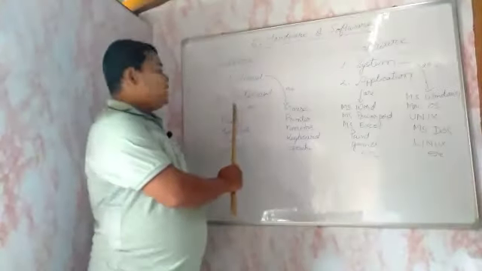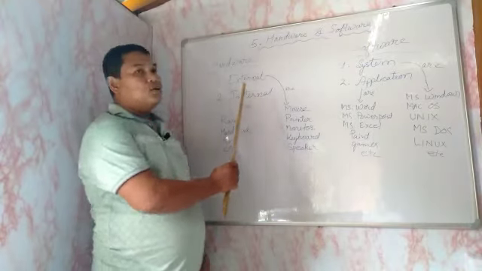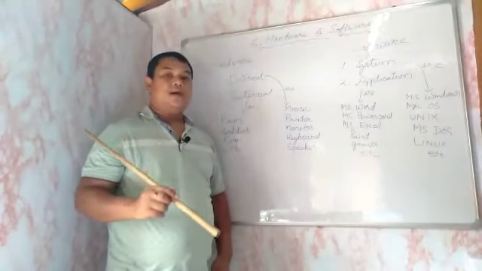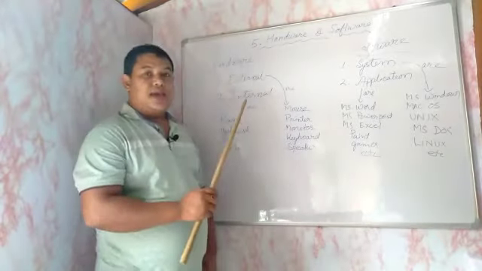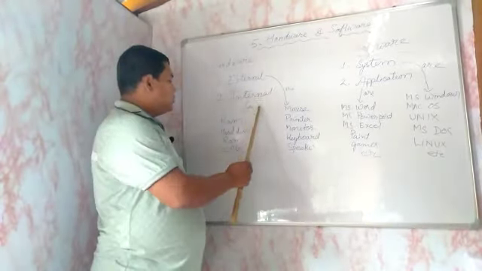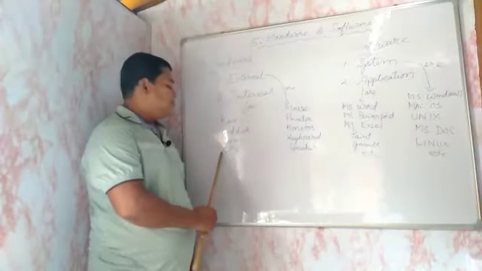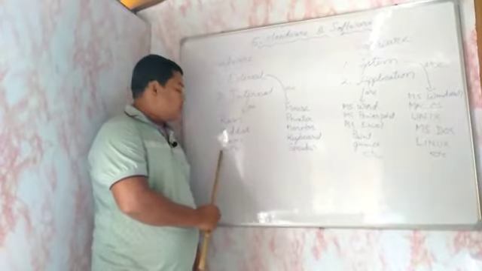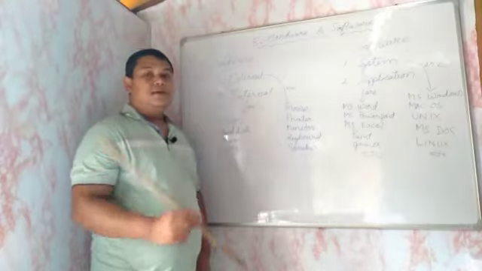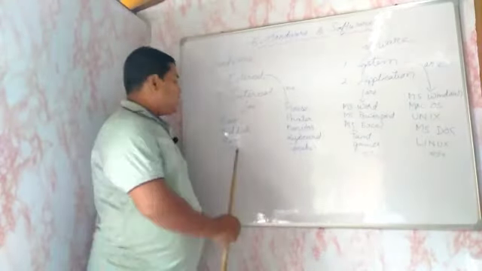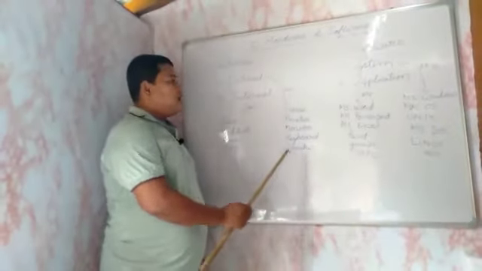Now again, internal hardware. Internal hardware is also hardware, but it is inside the CPU box. See, what are the things we get inside the CPU box? Like RAM, hard disk, ROM, CPU case. These are the things which are inside the CPU box. These are called internal hardware, and those are called external hardware.